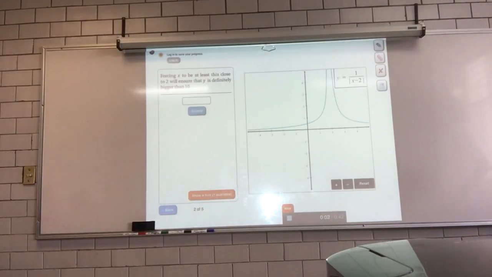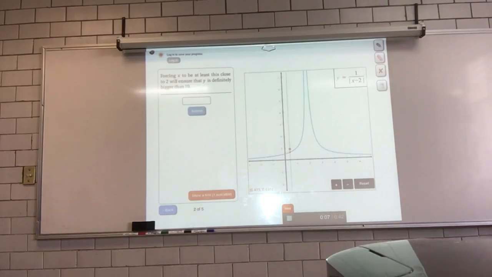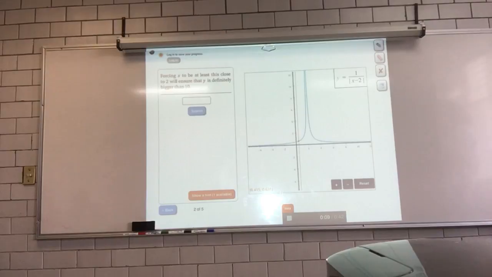Okay, so we're saying that y goes to infinity as x gets really close to 2. Well, let's look at x equals 2 here, and let's zoom out a little bit. So as x gets closer and closer to 2, we're saying that y is getting bigger and bigger and going to infinity.